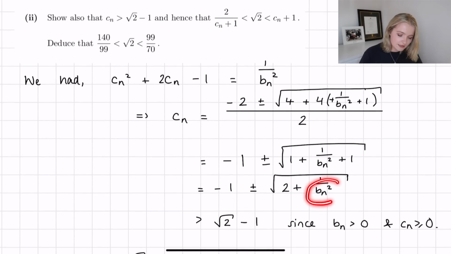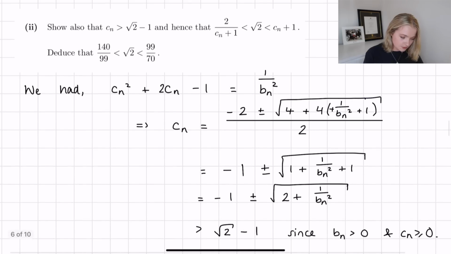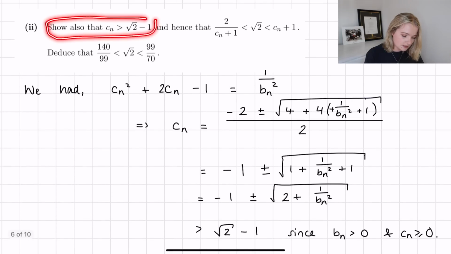And because we have bn squared here, we already know that bn is greater than 0 because we've deduced it before and we've proved by induction that it is. And we've also just utilised the fact that Cn itself is also greater than or equal to 0, so we won't take the negative part here, we'll just take the positive. So yeah, I think that's the first part. Yep, so we've just done the first part, which is this here.